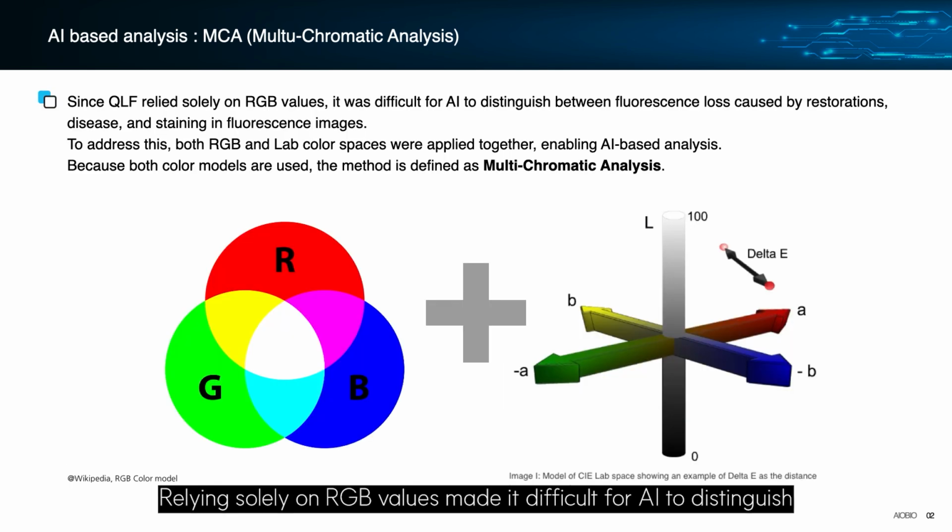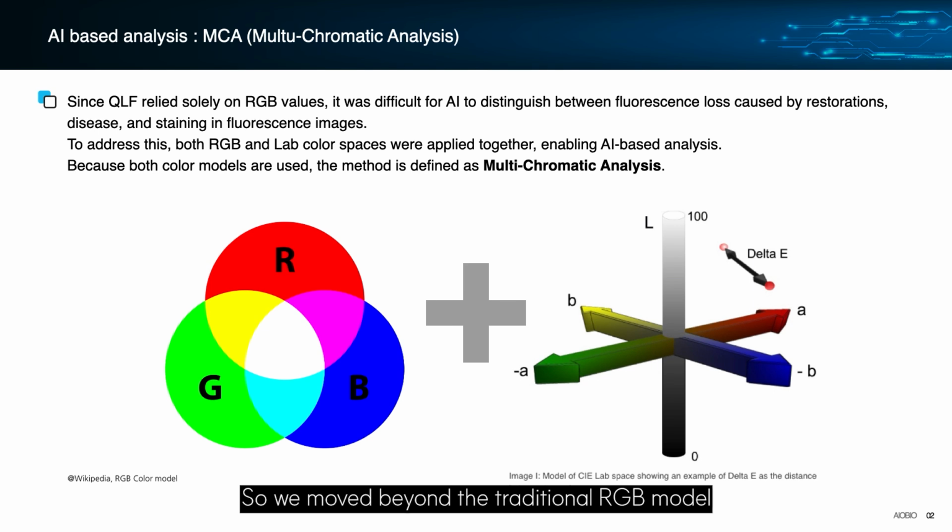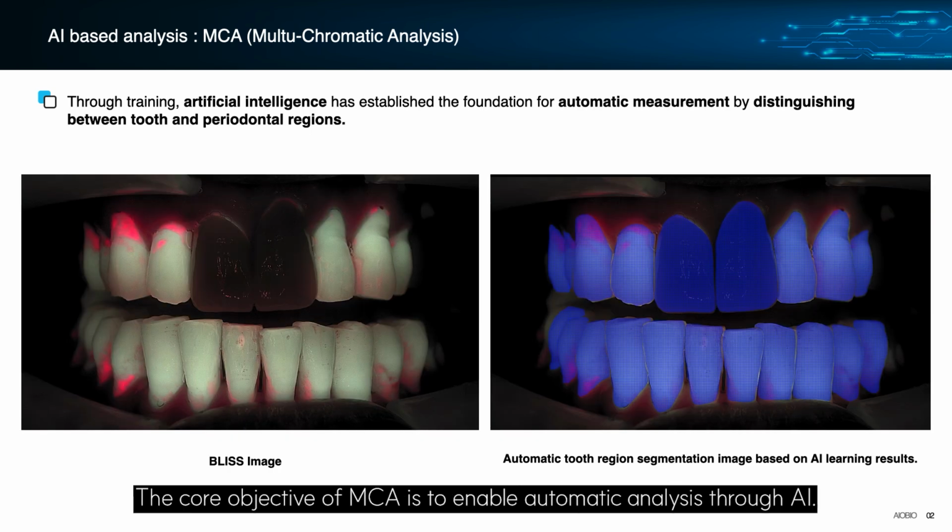Relying solely on RGB values made it difficult for AI to distinguish whether fluorescence loss was due to prosthetic materials or actual dental tissue. So we moved beyond the traditional RGB model and developed a new concept based on two color difference systems using LAB values. We call this multi-chromatic analysis, or MCA. The core objective of MCA is to enable automatic analysis through AI.